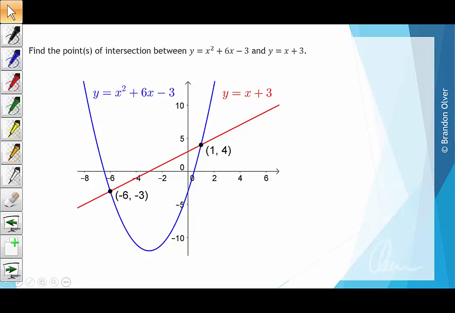On this slide, we've graphed the two equations. Here we've got the x squared plus 6x minus 3 in blue and the x plus 3 in red. And as you can see, the points of intersection have been plotted on this curve.